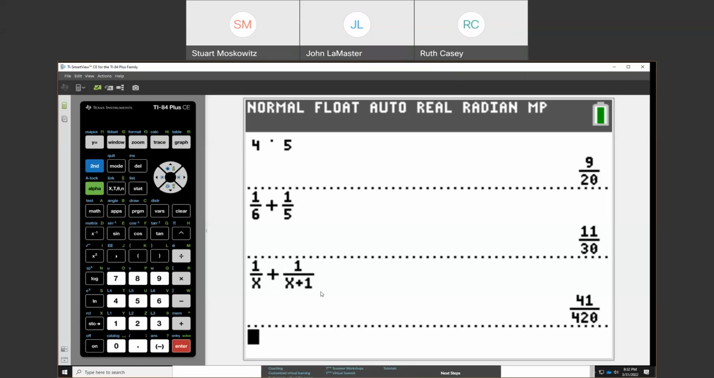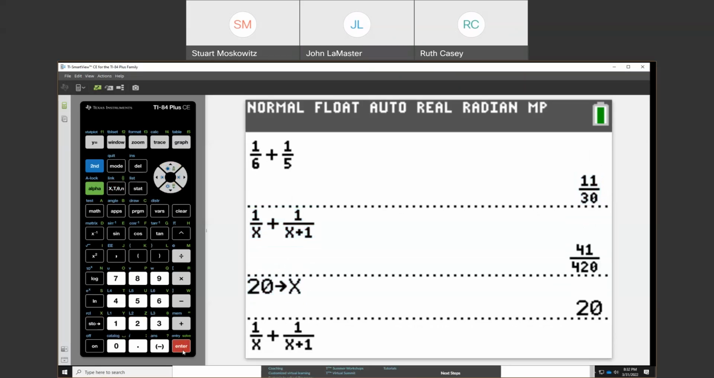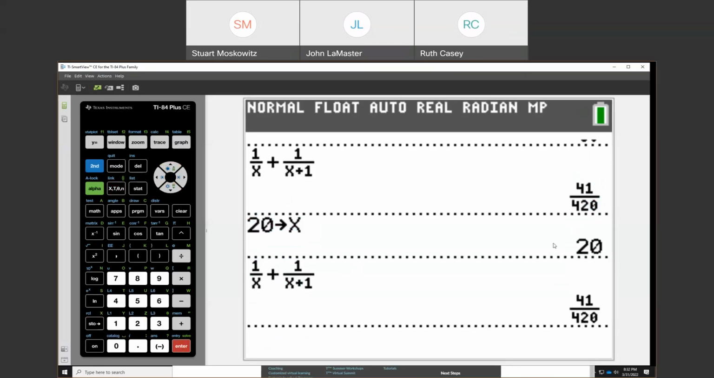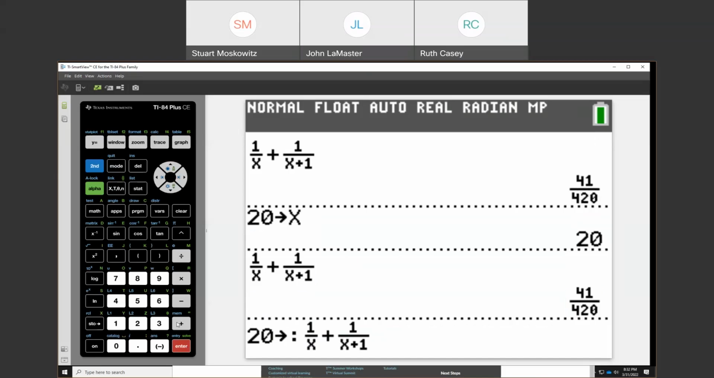So is it really 20? Here's what we can do. We can store 20 into X, and then I can go replay the command, and I will see that I did get the same thing. I can also do that on the same line. So if I hit 20 store and then hit colon and then pop this up, see how I don't have to retype anything. Oh, I forgot something, intentionally, of course.